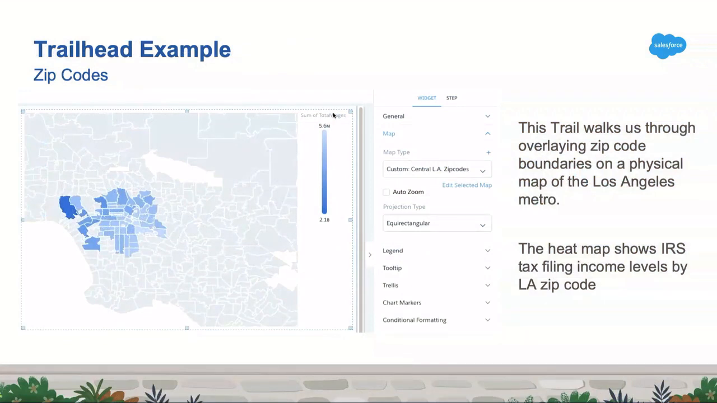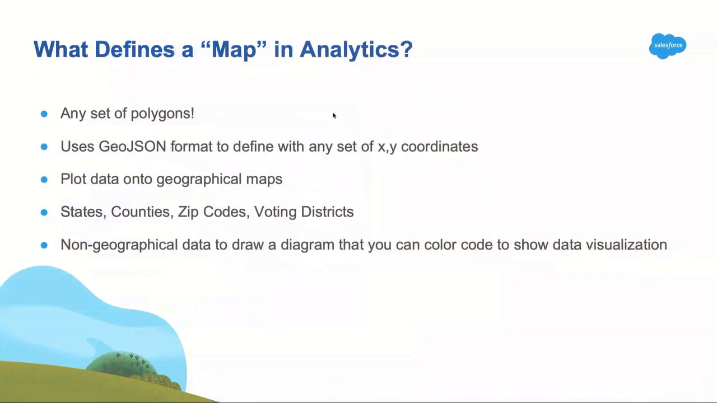So there is a Trailhead, and I'll give you the link later in the presentation. But this Trailhead walks you through creating a custom map using zip codes. So this map is a map of the LA area. All the white squigglies are zip codes. So the default map in Einstein Analytics doesn't give you all that. It just gives you a map of the land area. And the zip codes are defined with GeoJSON. It's laid over on top of the map.